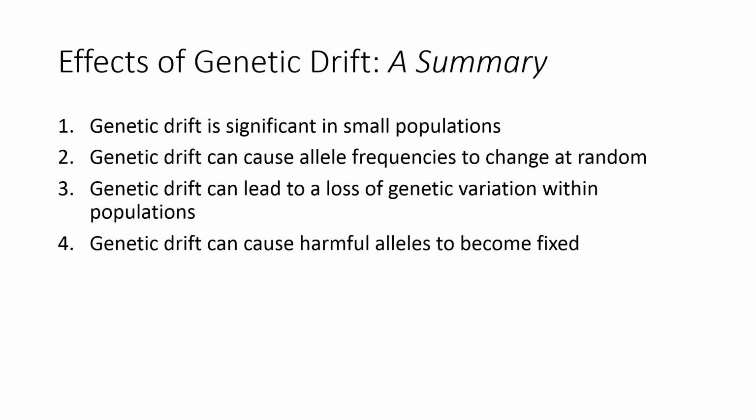All right, so we hit the highlights of genetic drift. It's significant in small populations. The changes that you see are due to random chance in terms of allele frequencies. This can lead to the loss of genetic variation within a population. And here, you have the potential for harmful alleles to become fixed in a population, particularly when you're talking about the founder effect.